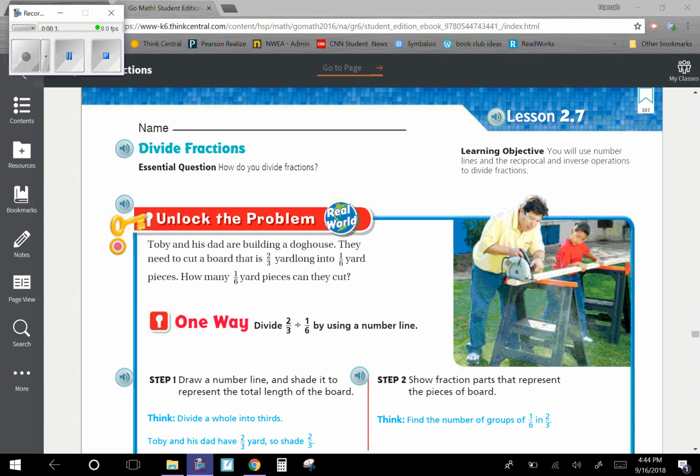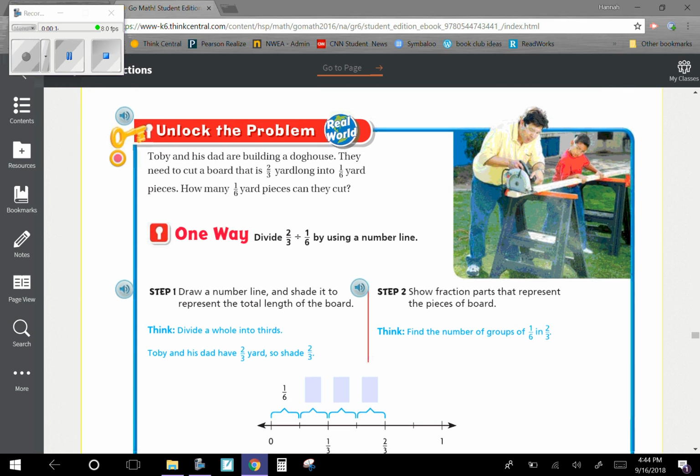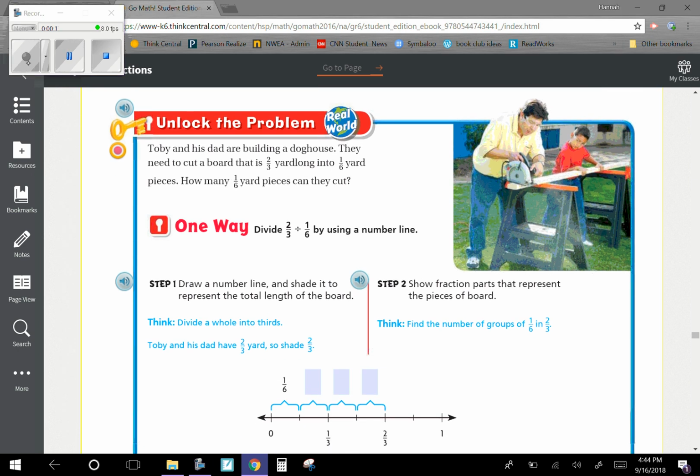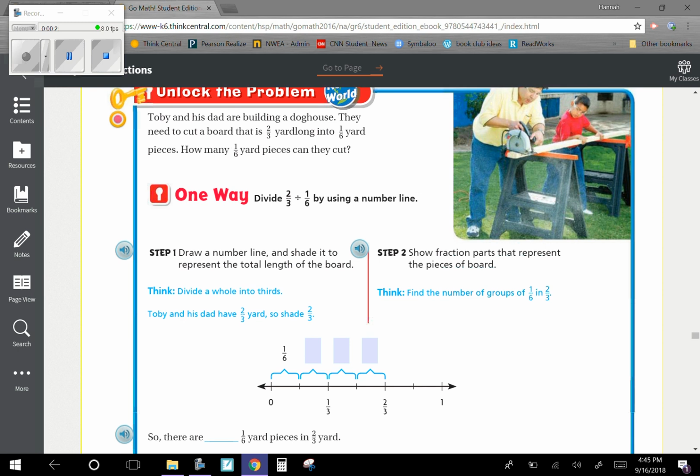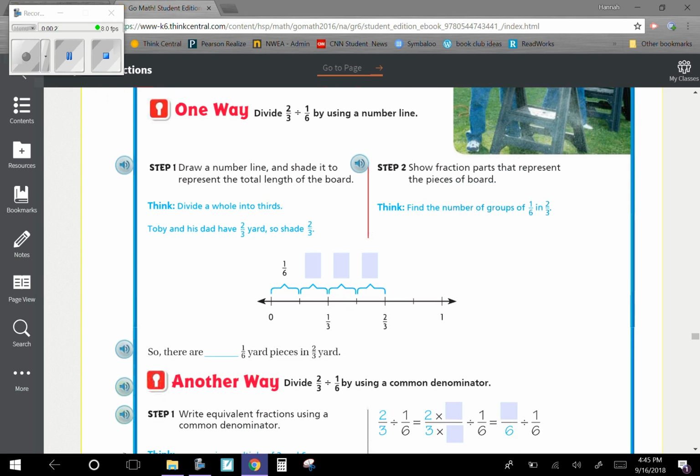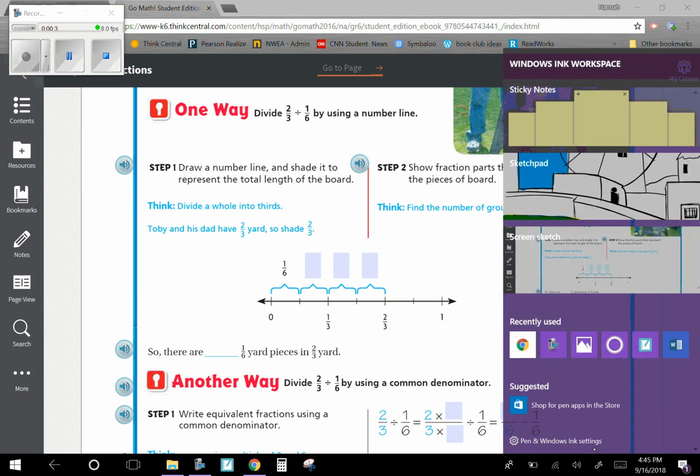Unlock the problem. Toby and his dad are building a doghouse. They need to cut a board that is 2/3 yard long into 1/6 yard pieces. How many 1/6 yard pieces can they cut? So one way that we can do this is to divide 2/3 by 1/6 by using a number line.